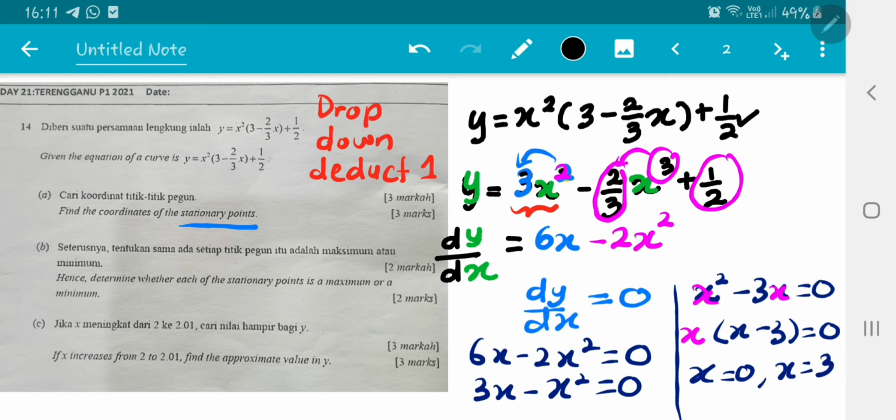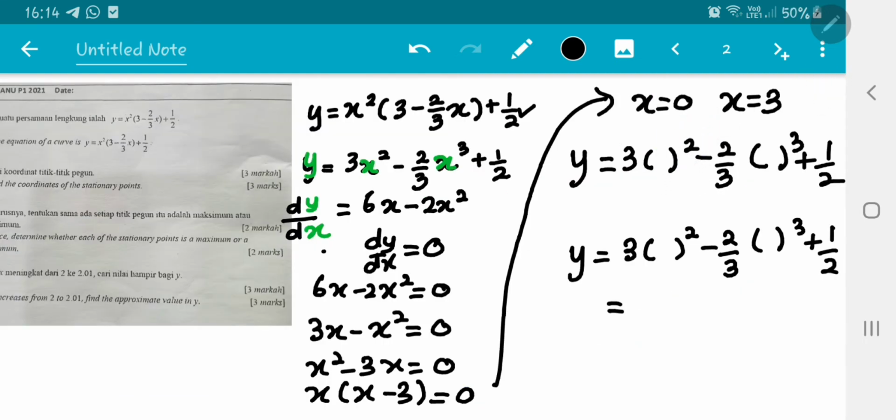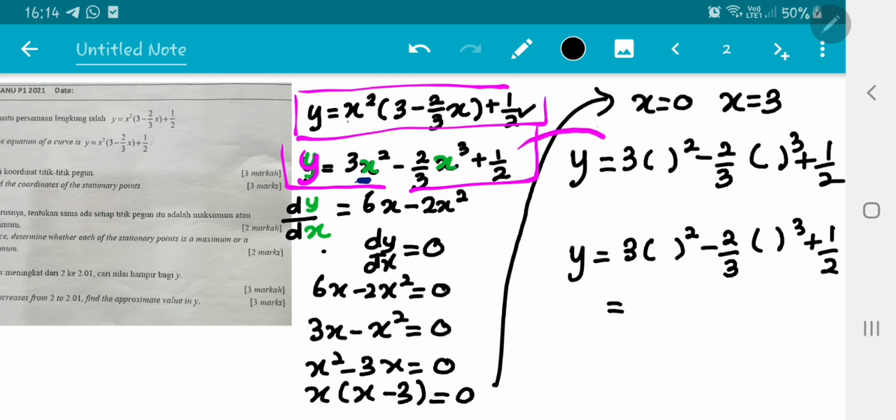Since the question asks you to find coordinates, meaning you need to find the y value, and then state the coordinates. So nak cari y, ini equation dia tadi, masukkan value x dalam equation ini. So x tu you ganti dengan 0 dan juga 3. When x is 0, to find y, you ganti masuk x dalam equation. Sama ada you ganti dalam equation ini atau equation ni, mana-mana pun boleh. So I ganti masuk dalam equation ini. So x ganti dengan 0, you akan dapat half. So your first point is (0, 1/2).